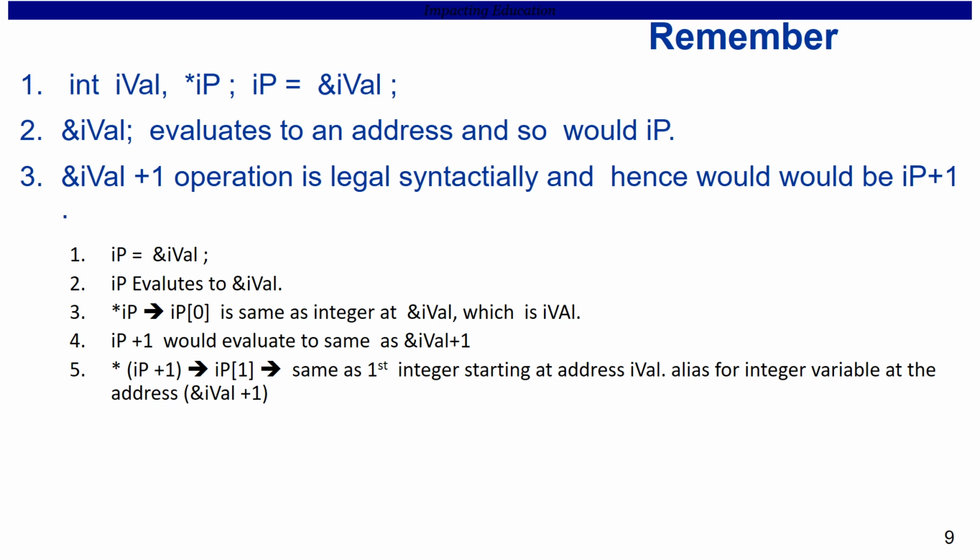This is how we saw that an array is placed at that location. So to recollect, int ival, IP equals address of ival. This assignment is very valid. And address of ival evaluates to an address. So IP evaluates to the address of an integer. What this is trying to summarize is that star of IP is same as IP of 0. Star of IP plus 1 is same as IP of 1. Notionally, both of them are exactly same.